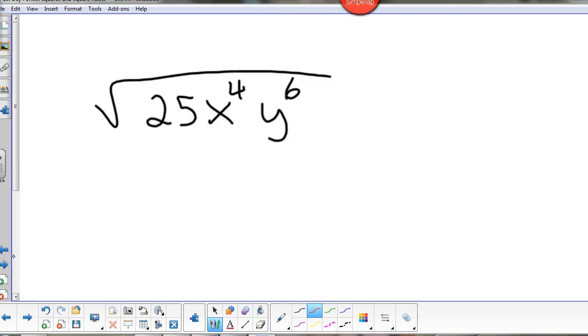All right, so see if you can come up with the answer to this. Square root of 25, x to the fourth, y to the sixth. So what we're going to be talking about is, is it a perfect square? 25 is a perfect square. X to the fourth, y to the sixth, they're all perfect squares, so we can just square root it. And 5 x squared y to the third.